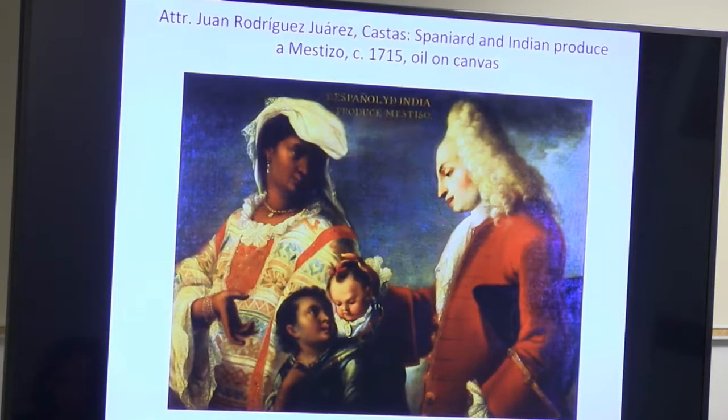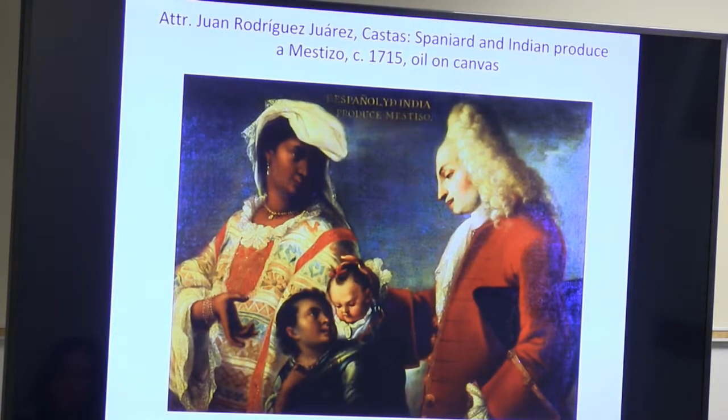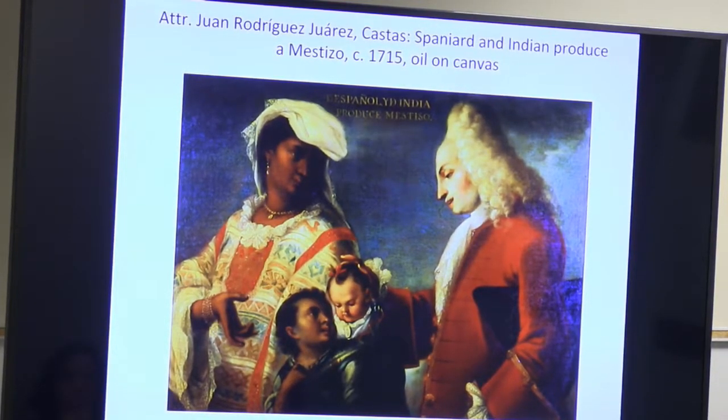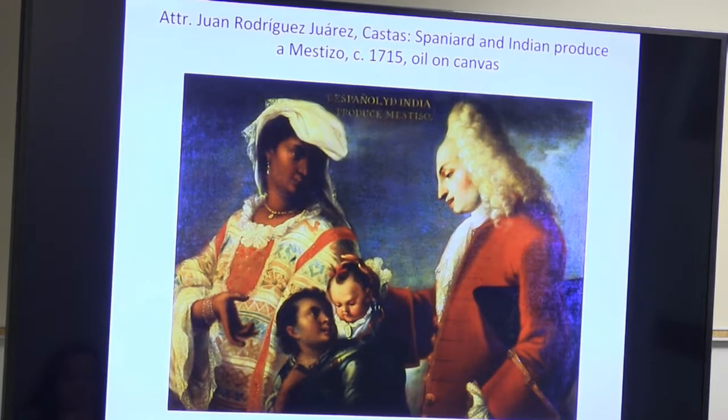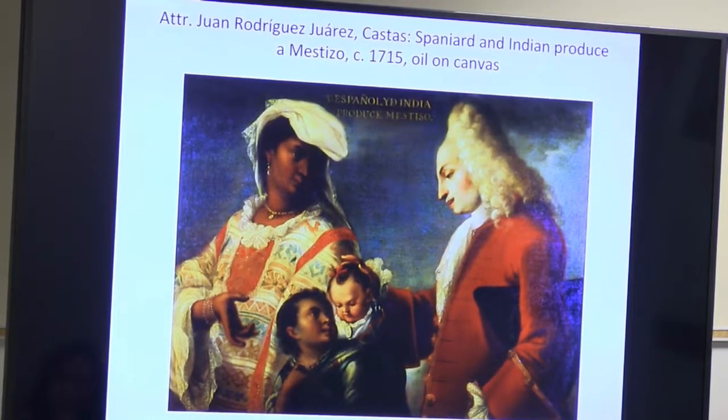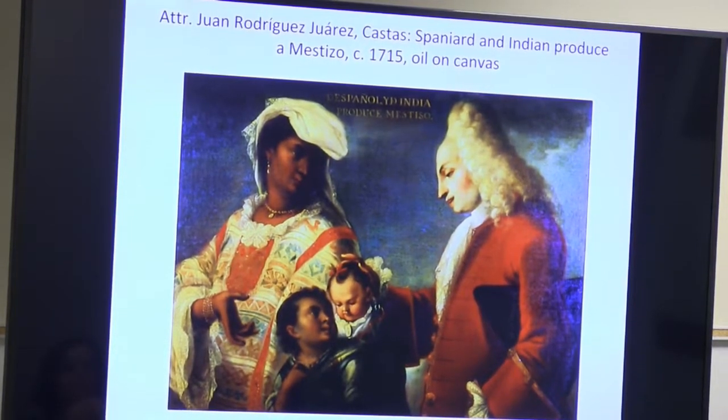And what we're looking at here, again, we have text to clarify in case you don't know what you're looking at. It says, of a Spaniard and an Indian, produces mestizo. So you have the Spanish man. He's either Creole, either American born or from Spain. We can't tell. He's just called Spanish. He could have been an American Creole. Then we have an Indian woman who's dressed very well. She's dressed in indigenous style, but clearly well off. And their two mestizo children. It's like a family scene.